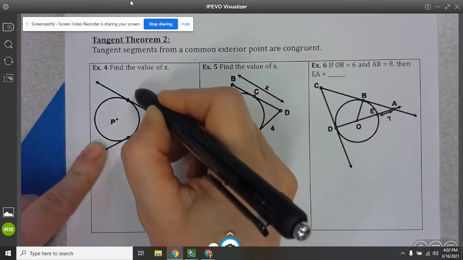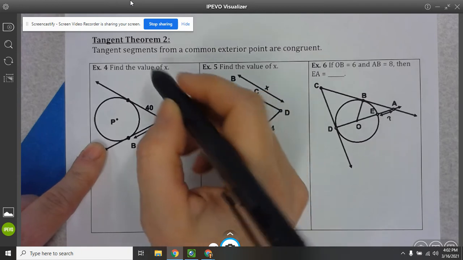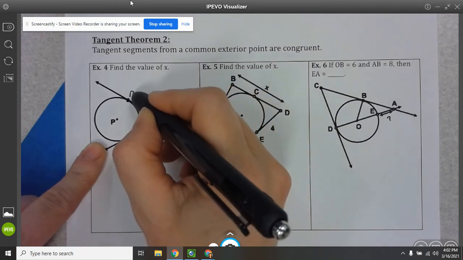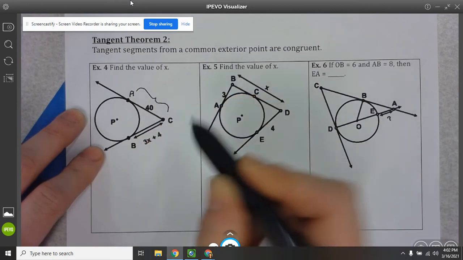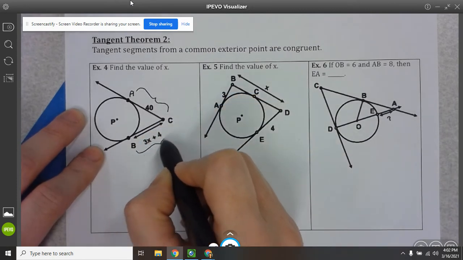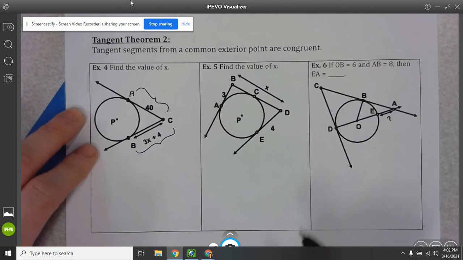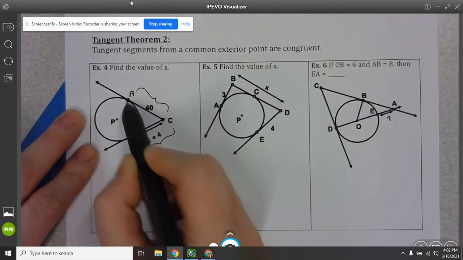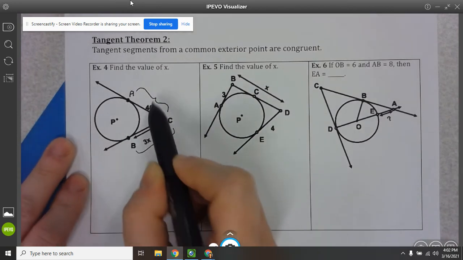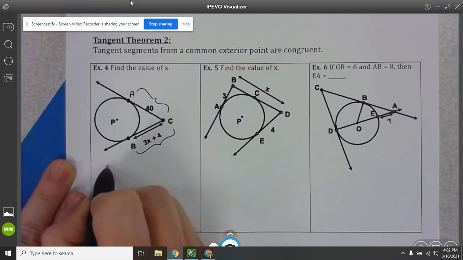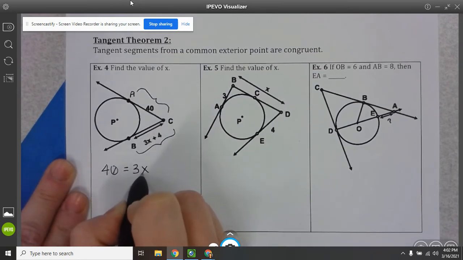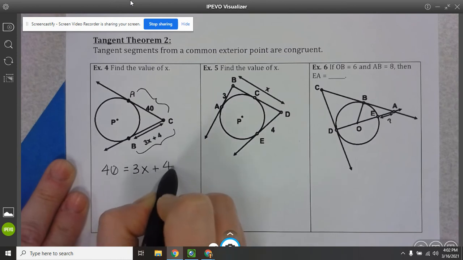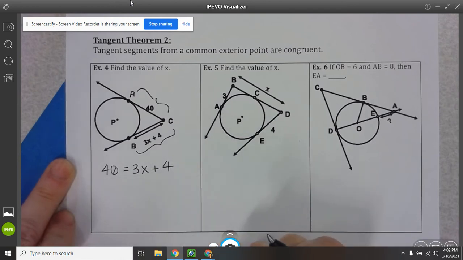Guess this lost its label. We're going to label that A. So from A to C is the same as from B to C. This is the shared point. These are the points of tangency. So those two things are congruent. So I know that 40 is equal to 3x plus 4. And then I just have to solve for x.